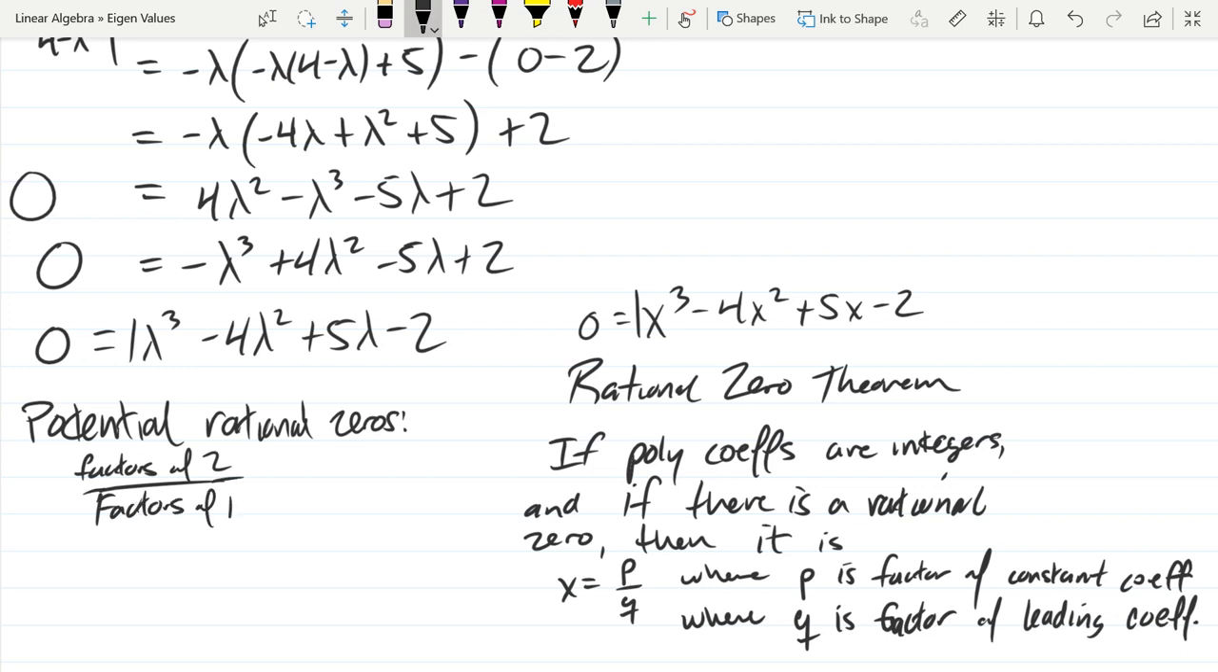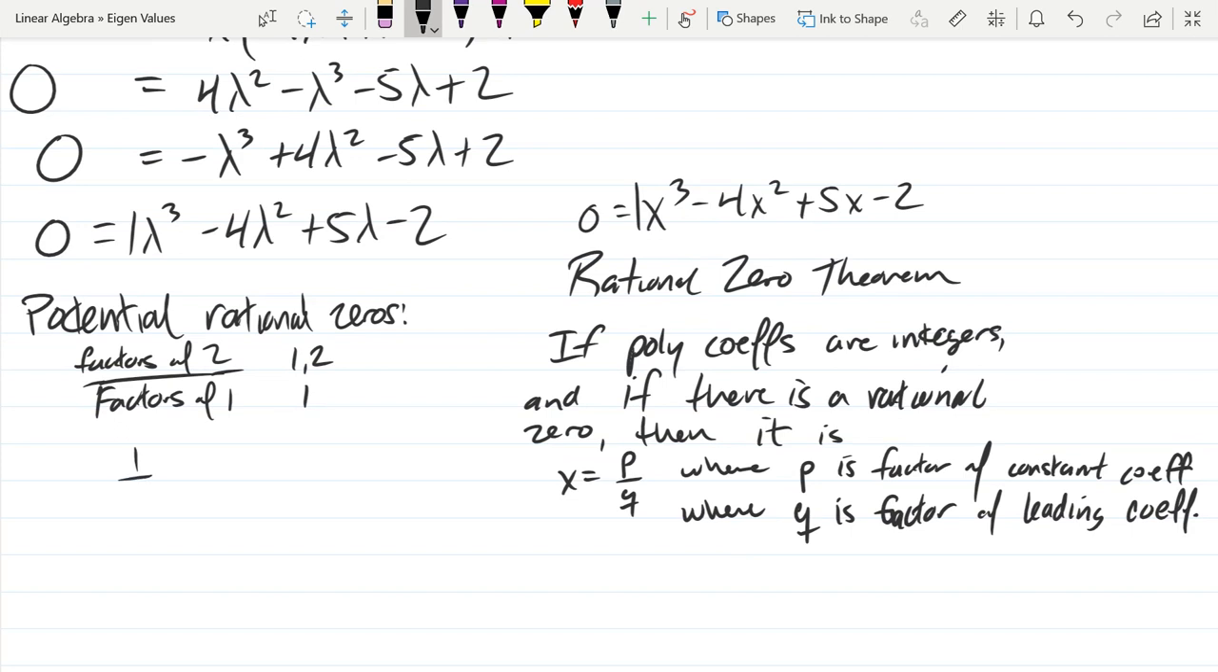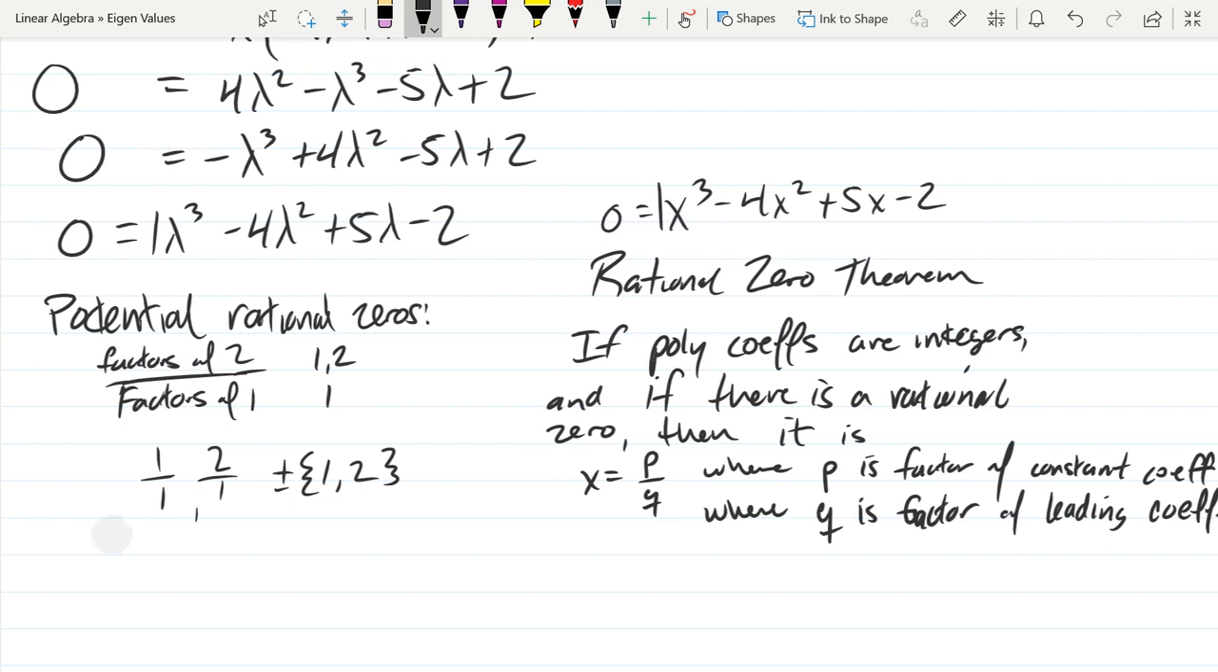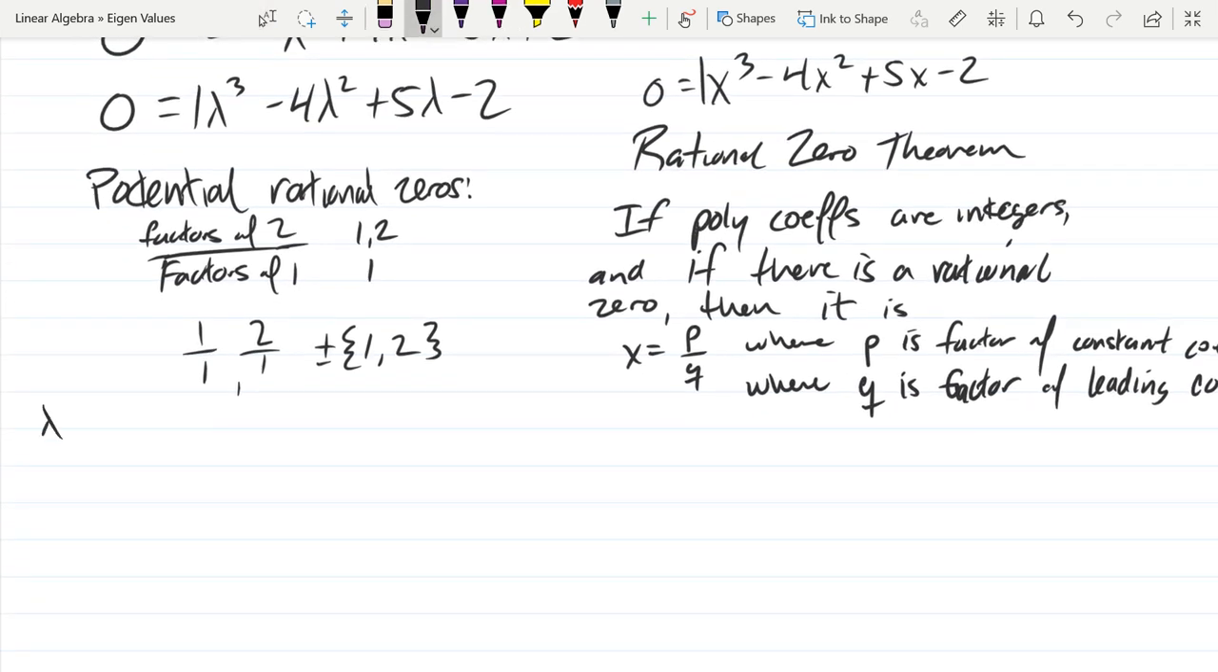So good news is 2 is prime, so there's 2 factors, 1 and 2. For 1, there's only one factor, which is 1. So all combinations will look like 1 over 1 or 2 over 1, which of course we can reduce down to 1 or 2. And there's going to be a plus or minus. So we're going to try both positive and negative 1, positive and negative 2. Try the easy ones first, then go to the more difficult ones. 1 and 2 really aren't that difficult, but we'll just start with 1. Oh, looks like we'll stop. Time flies when you're doing regular algebra.